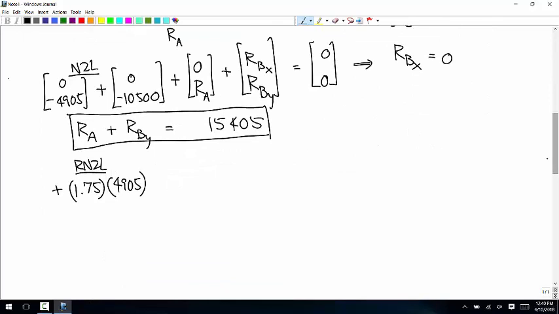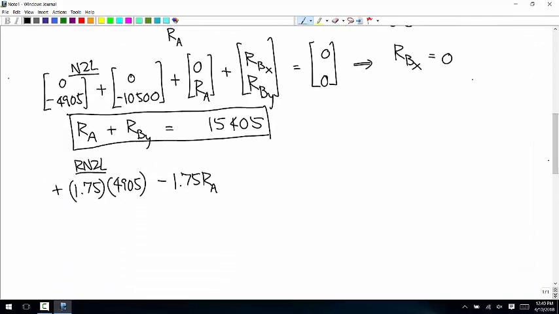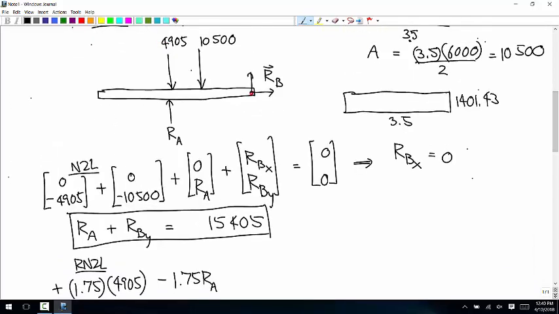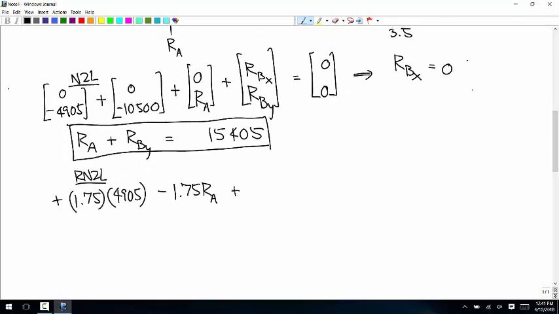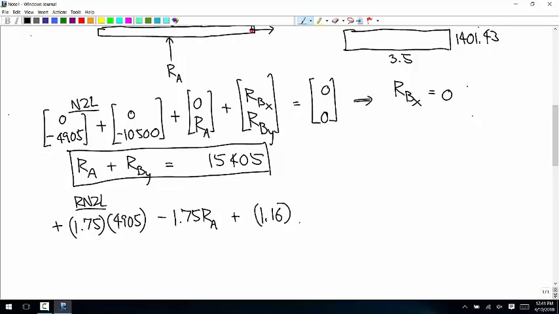And then the RA has the same moment arm. It's directed the other way. So that's 1.75 RA. And then the 10,500, that distance is 1/3 of the way from the right end to the left end. So this moment arm is 3.5 divided by 3. And which way does that go? That's counterclockwise, so plus. So what is that? 1.16 repeating times 10,500. And then there's no moment from the y component of RB, so this is 0.